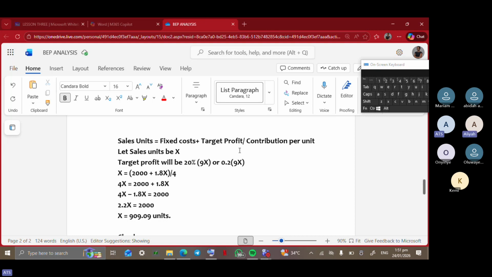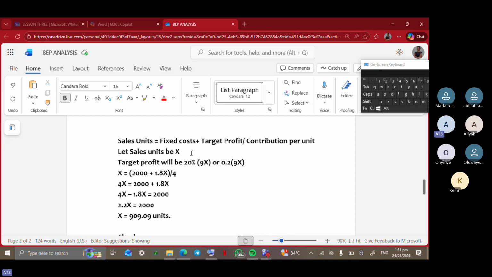But we also don't know what sales will be, right? We don't know what our total sales is, since the only thing we have is our selling price. I think they already gave us total sales. We'll just do 20% of that, and that will be our target profit. But they did not give us sales. They gave us selling price. So we are looking for sales units. That's our main question.